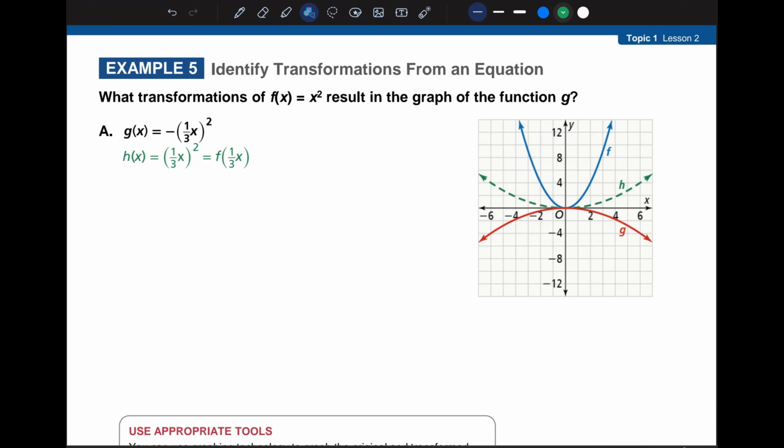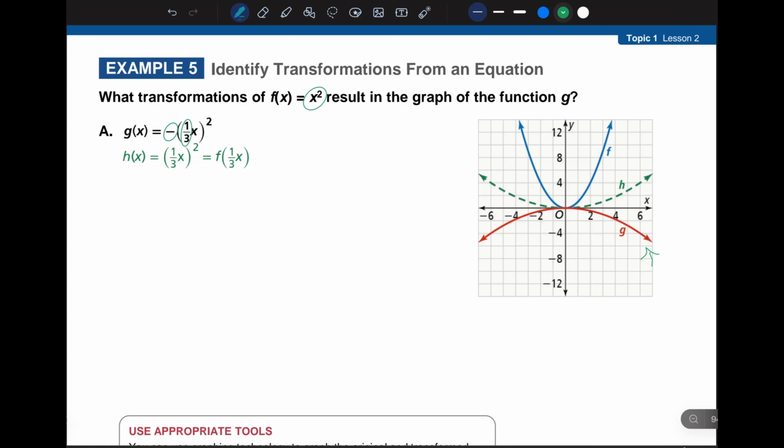Okay, so we are given a picture over here of f, g, and h. So obviously there were two things that were done to this. It just wants to know what transformations of this, a different equation than what we've been looking at, result in the graph of the function g. All right, so here's the deal. We already have an x squared, but now we have this 1/3 in here, and we also have this negative. So that tells me that two things contributed to the shape of this graph of g.